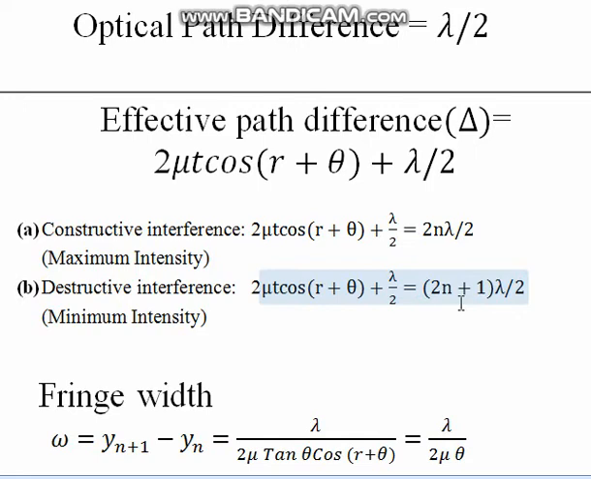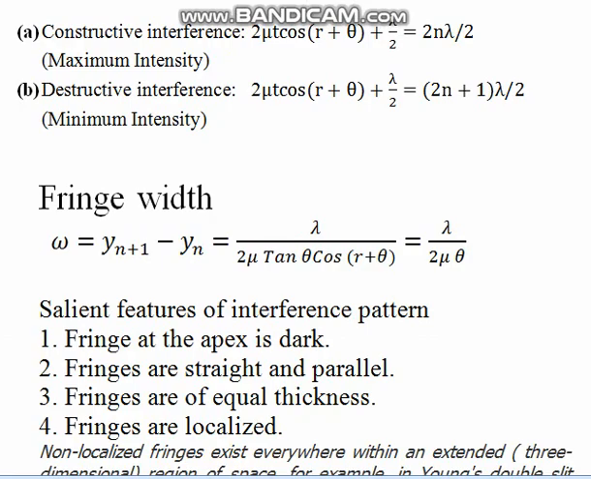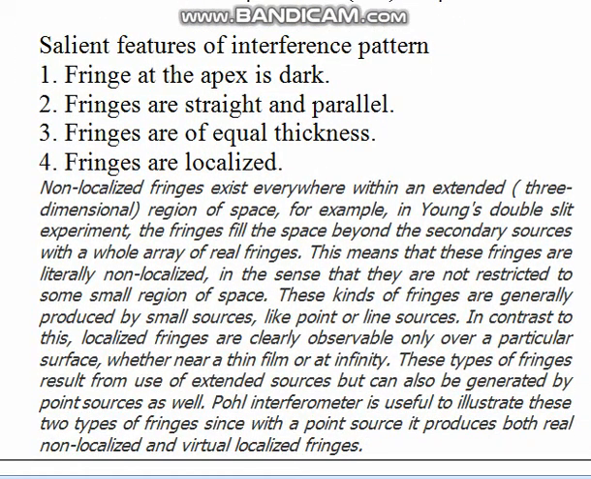These bands, bright or dark, are linear in nature. They have equal thickness. In the previous video session we derived the expression for the fringe width. Fringe width is the distance between any two successive bright or dark bands, and it is given in simplified form by lambda upon 2 mu theta. In the derivation of this expression we considered a small wedge angle and normal incidence. So these are the salient features of the interference pattern.